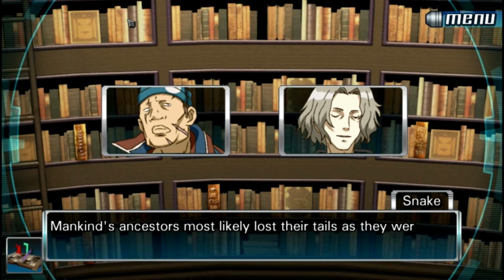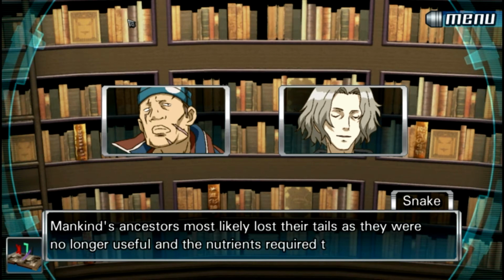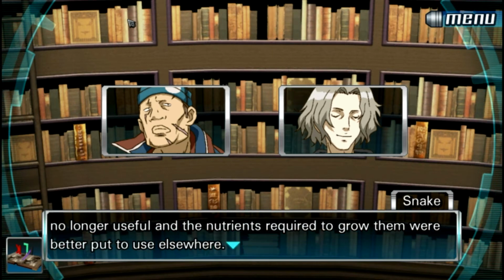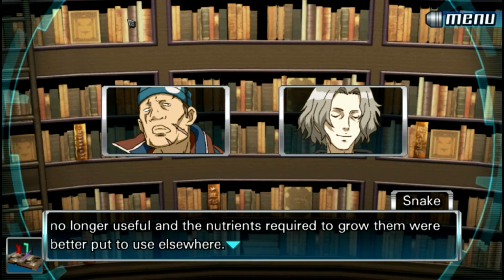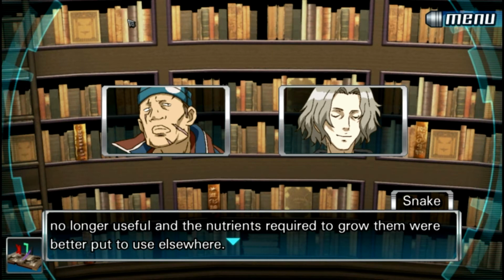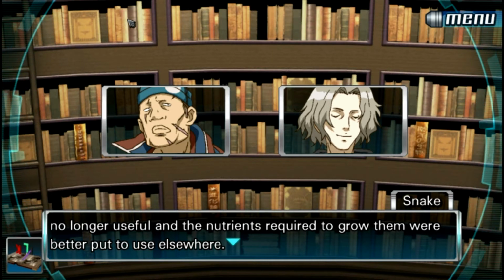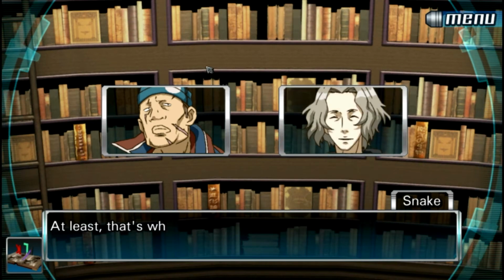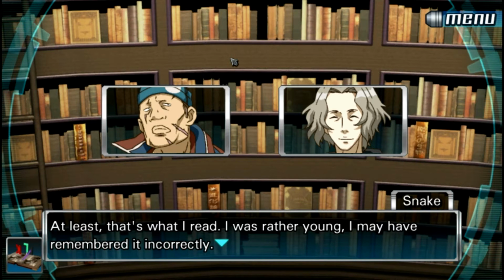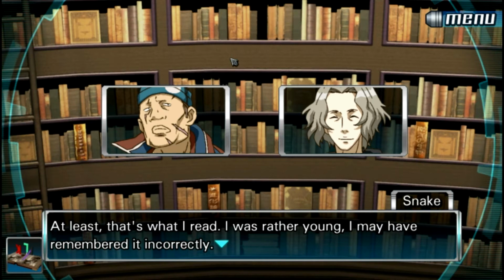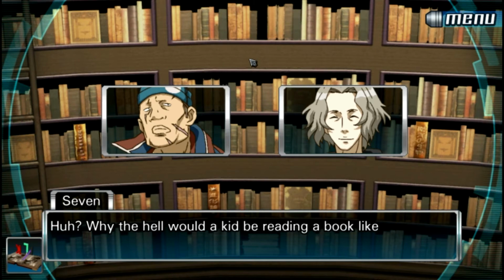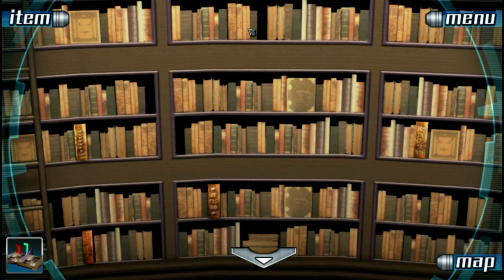Mankind's ancestors most likely lost their tails as they were no longer useful, and the nutrients required to grow them were better put to use elsewhere. By cutting their fucking tails? I mean, really? Wouldn't that hurt? I mean, did everybody decide, let's cut our tails? At least, that's what I read. I was rather young, I may have remembered it incorrectly. Huh? Why the hell would a kid be reading a book like that?